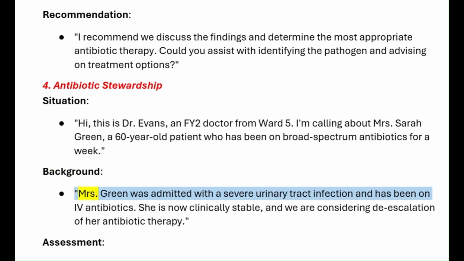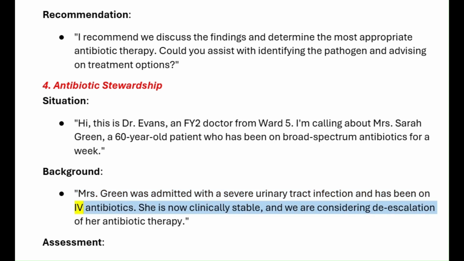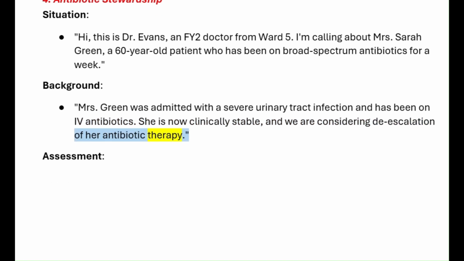Background. Mrs. Green was admitted with a severe urinary tract infection and has been on 4 antibiotics. She is now clinically stable, and we are considering de-escalation of her antibiotic therapy.